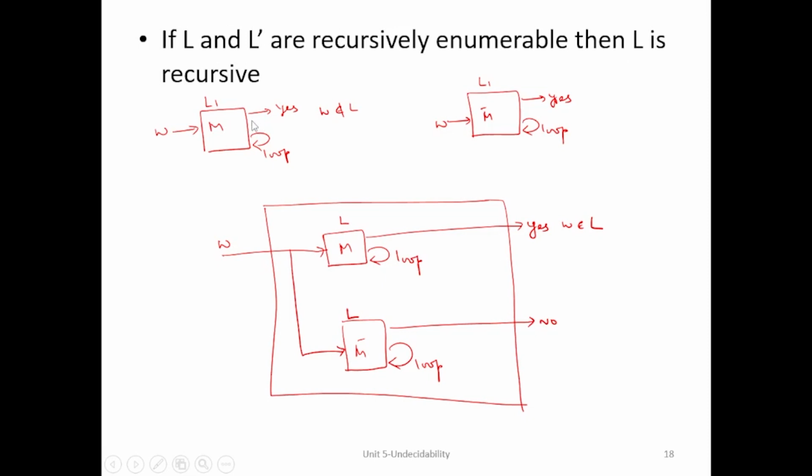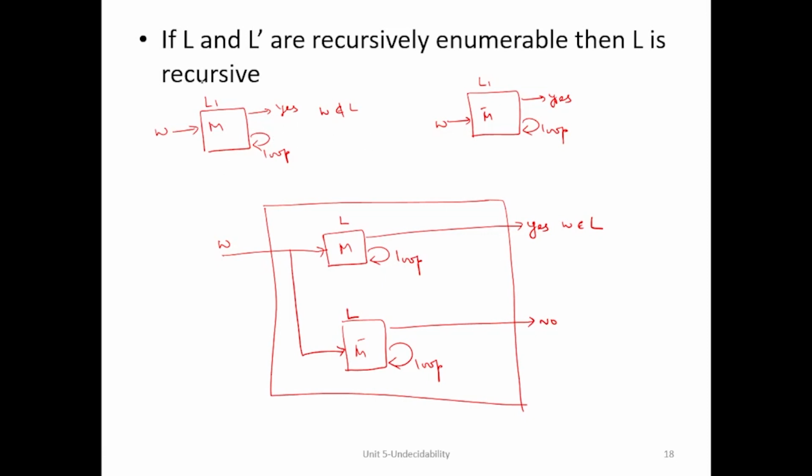So how can we prove it? Here L and L dash are complements; L dash is the complement of L. So for that I am designing M bar or M dash. So if W is a string which is accepted by M, it will go to S state. So it is a recursively enumerable notation. Otherwise it will go to looping state.